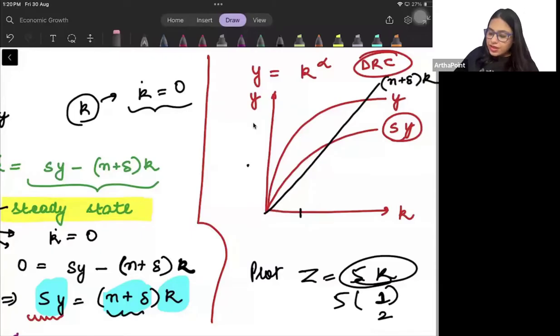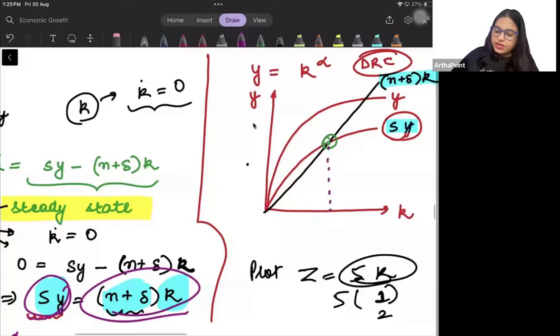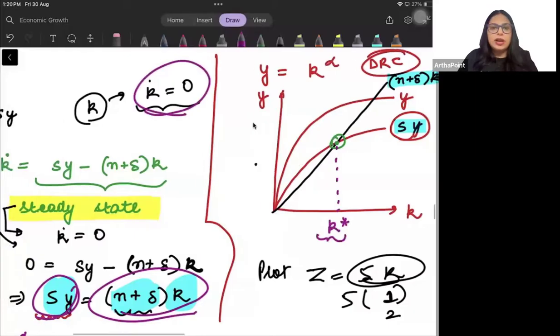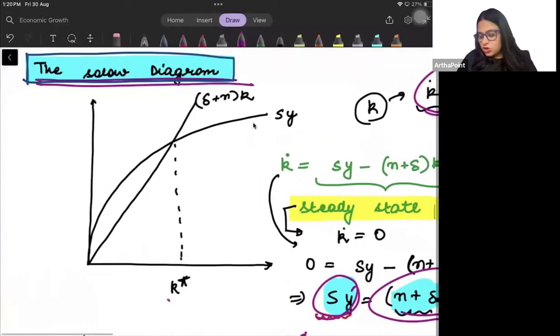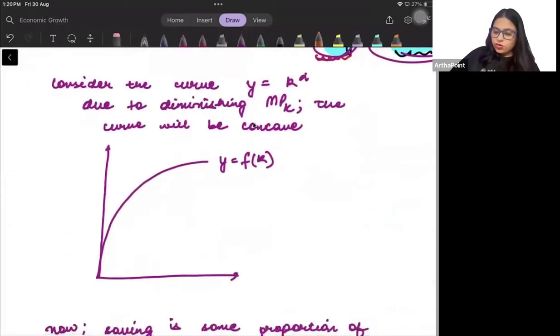Now, wherever we see the intersection of these two curves, ये वाला curve और ये वाला curve का intersection, that is where k dot will be 0, and that will be called the steady state level of capital. उसी को हम steady state level of capital बोल देंगे. Okay, so this is what I have drawn here.